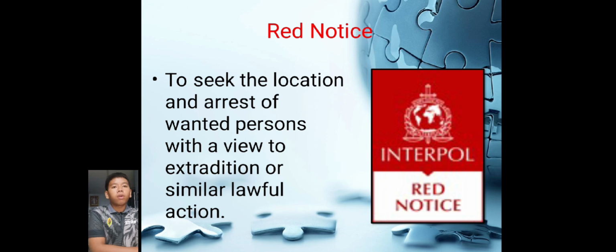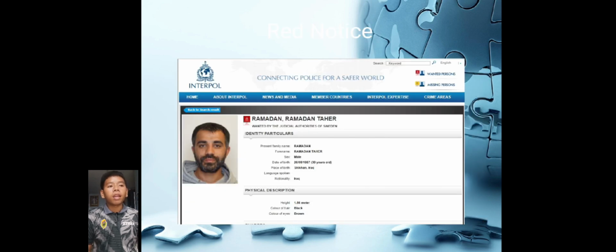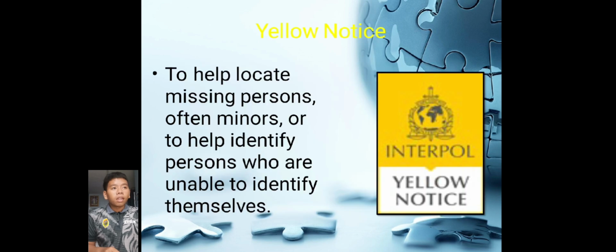This is the red notice, used to seek the location and arrest of wanted persons with a view to extradition or similar lawful action. This is an example of a red notice. His name is Ramadan Taher, wanted by the judicial authorities of Sweden. And this is his full information. It has even his date of birth, his nationality, his height, and the colors of his hair and eyes.